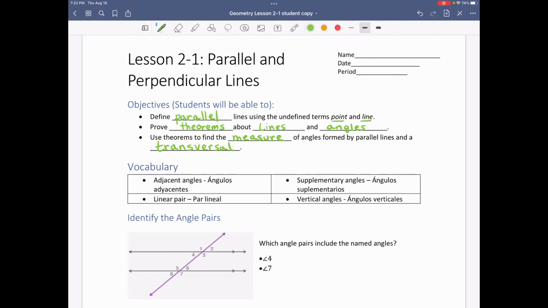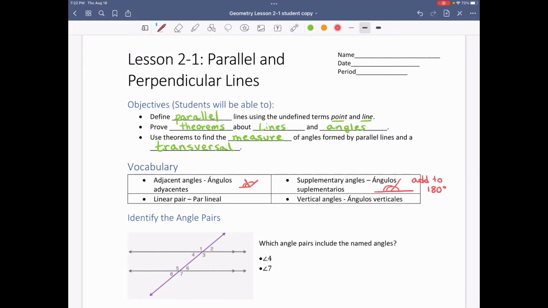Your vocabulary today. We have adjacent angles. Those are angles that are next to each other. So you can have an angle like this and an angle like that. They would be adjacent, next to each other. Supplementary angles are angles that add to 180. So a straight line that's made by two angles is called supplementary, and they add up to 180 degrees.